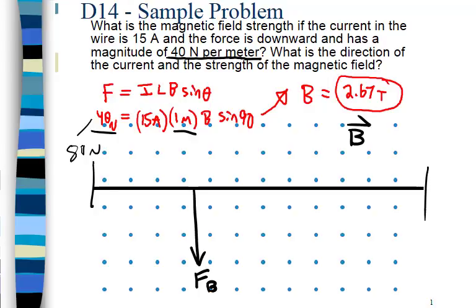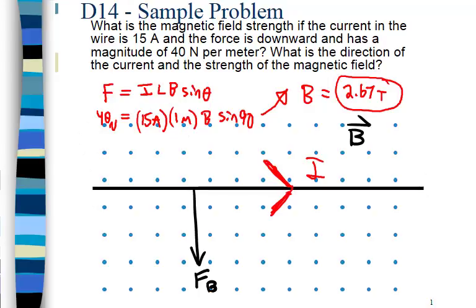So if we orient our hand, our middle finger is coming out of the page, our thumb is pointing down, and our pointer finger is going to the right. And so the current would be going to the right in this case.